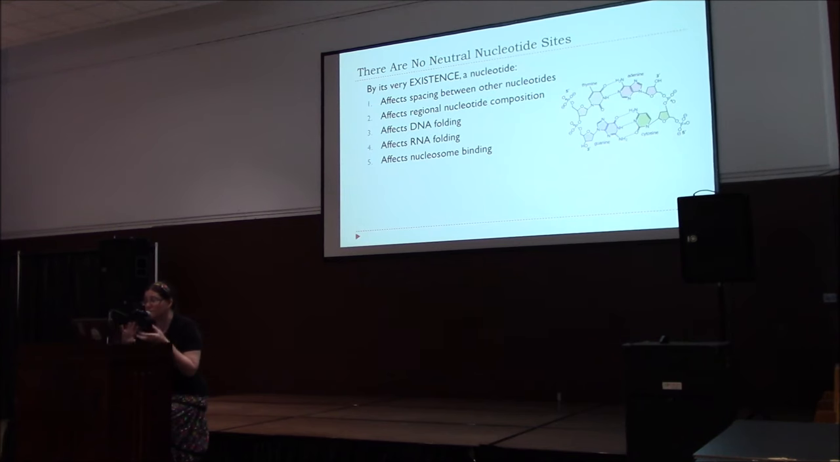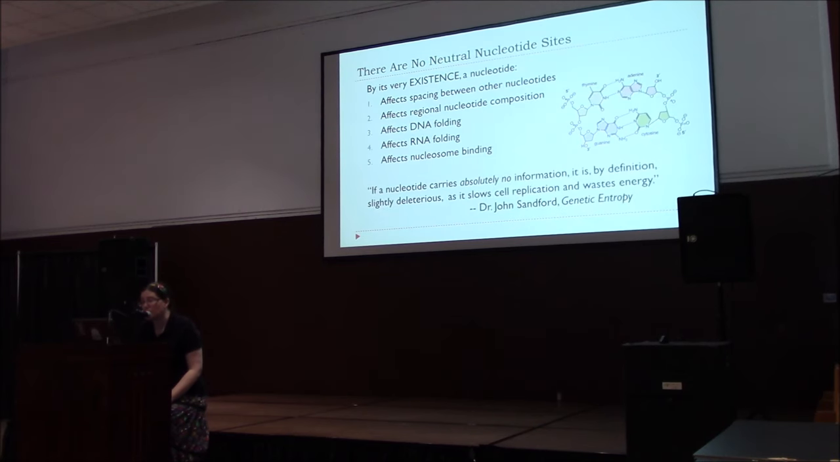It affects the way the DNA folds around those histone proteins I talked about earlier. It affects the way that the copies of the DNA fold. So RNA is the copy of the DNA. If I make a copy and it folds over on itself in certain ways, it's just going to get destroyed. And they also affect the nucleoside binding, like I said before. So if a nucleotide were to carry absolutely no information, it would be by definition slightly bad for you, because it's going to slow cell replication, it's going to slow cell division, and it's going to waste energy.